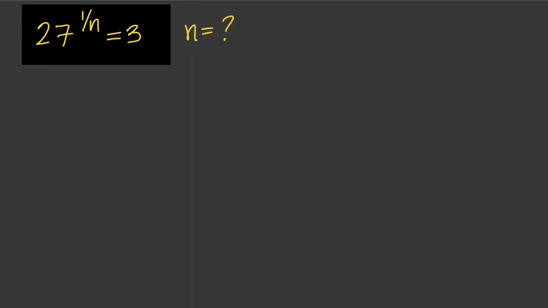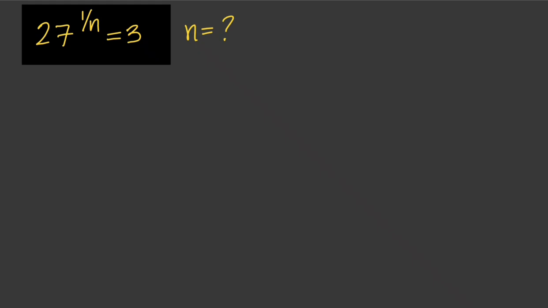Now let's solve this problem here. We're given 27 to the power 1 over n equals 3. Based on the law of exponents, we can omit the bases from both expressions on the left and right if they are the same. And then we can just equate the powers or the exponents.